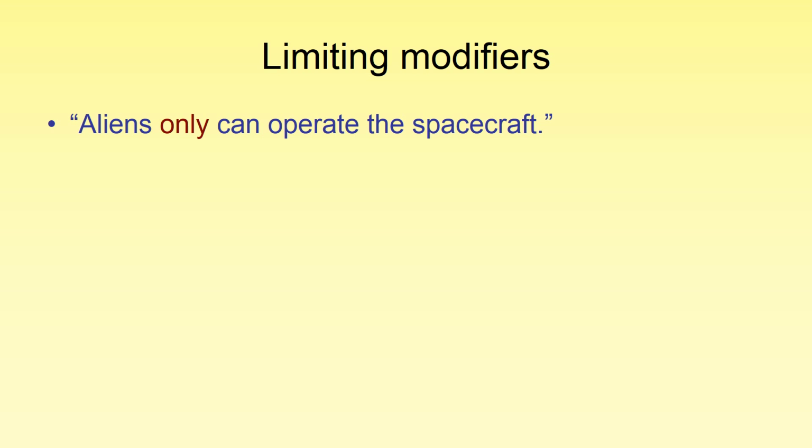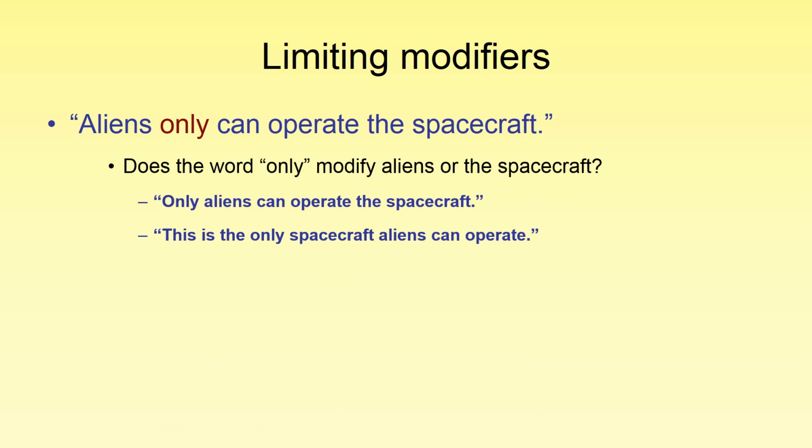Now that we've looked at a limiting modifier, here's one for you to try on your own. Pause the video until you can see how this can be read in two ways. So the two different ways we have here would be only aliens can operate the spacecraft, or this is the only spacecraft aliens can operate.